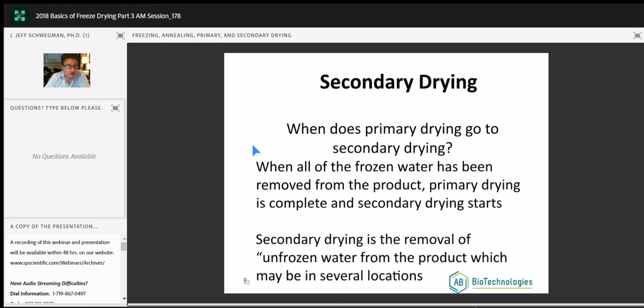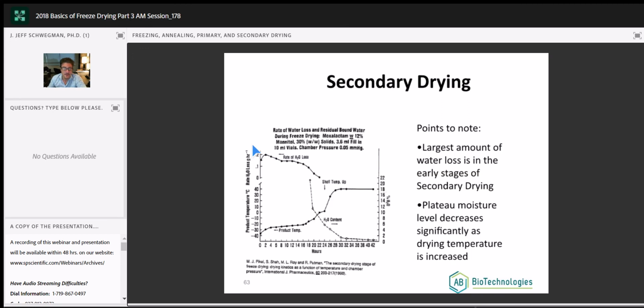Primary drying goes to secondary after all the frozen ice in the ice channels is gone. Once that's done, we're technically in secondary drying, where we're removing the unfrozen water that we talked about in the last webinar. This is a busy slide, but it shows a lot. Basically, the rate of water loss versus time. At the start of primary drying, we see our greatest water loss, and it decreases as we go. Again, we ramp the product temperature. We see the rate decrease. Obviously, temperature is really the driving force in driving the residual water off in secondary drying.